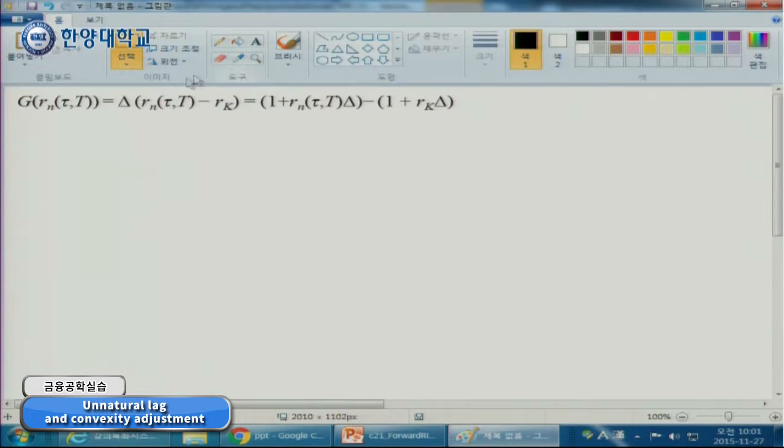Okay, this is the cash flow. The present value of this part is simply the cash flow that occurs at time T, not small tau. Let's think of the easy case first. Then the present value of this part is 1 plus R_0 tau big T, 1 plus R K delta, right? So the present value of this part is easy.